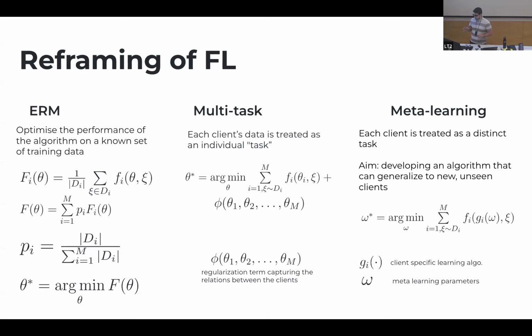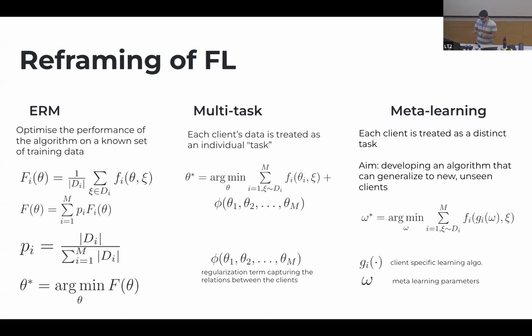Finally, we'll be looking at meta-learning, so federated learning framed as a meta-learner. And there we look at each client as a distinct task. So there, we're aiming to develop an algorithm that helps us to generalize better to new tasks as they come in. So in this case, if we have new clients joining with new unseen data, we're hoping to have a method that generalizes to those quite well. And this generalization is expressed in our function GI, which is some sort of function which takes parameters and then gives us model parameters which are highly optimized.